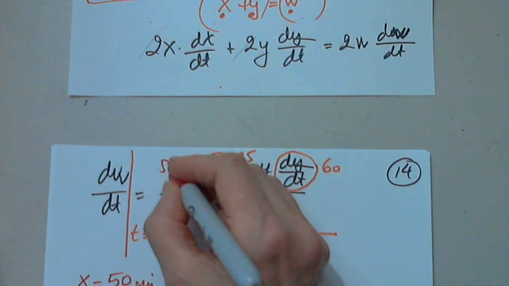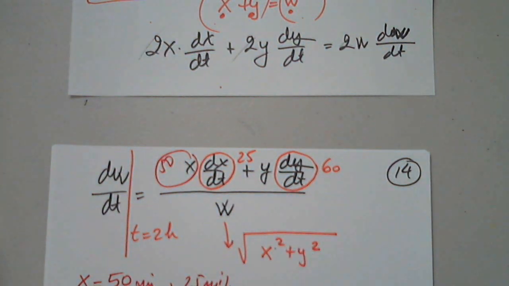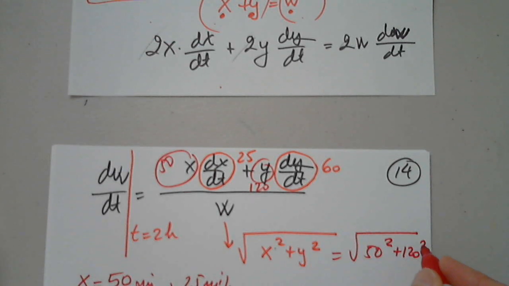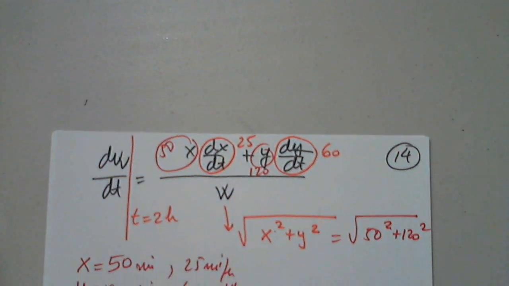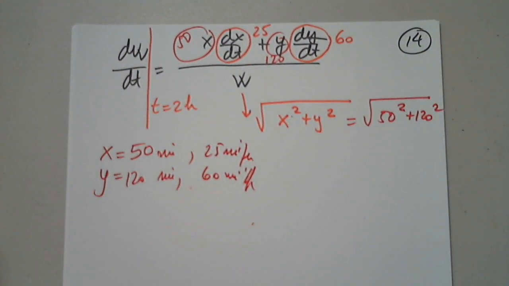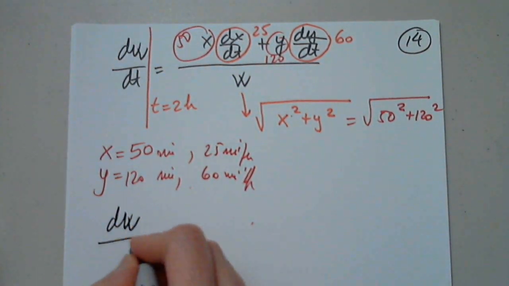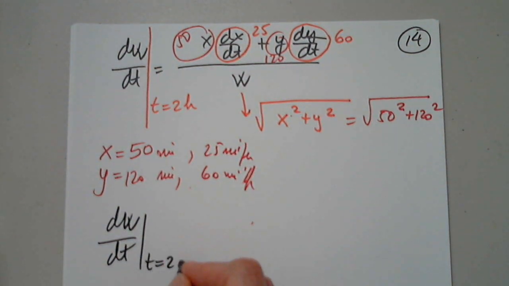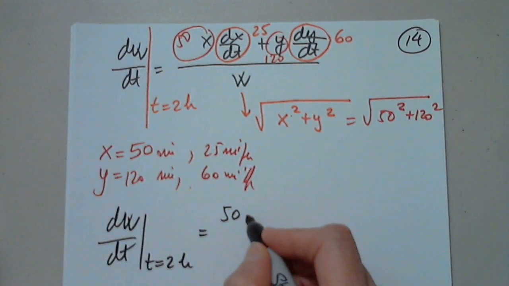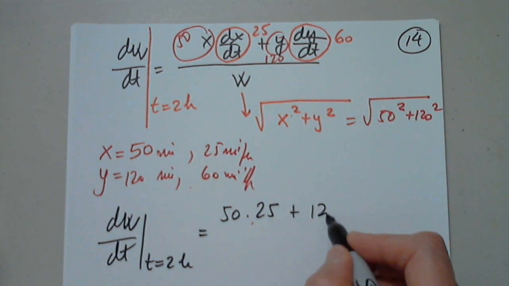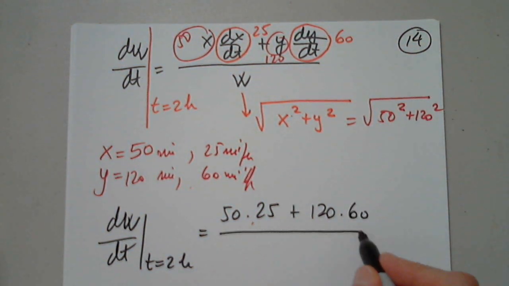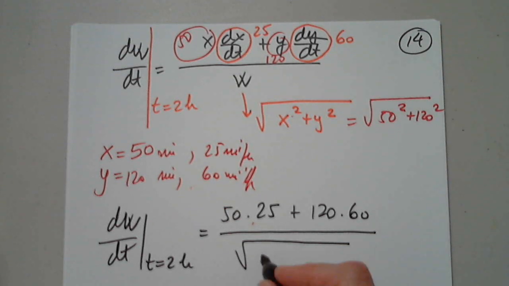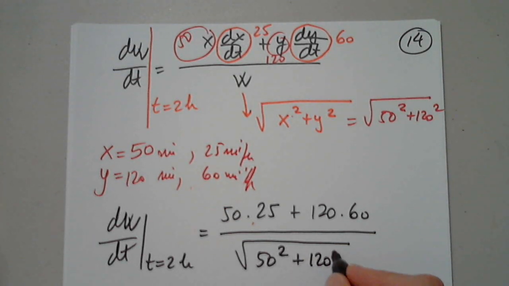X is 50. Y is 120. And this is the square root of 50 squared plus 120 squared. I know it's all over the place. I'm going to write it again, of course. So I'm going to copy everything step by step. So dw over dt when t equals 2 hours is 50 multiplied by 25 plus 120 multiplied by 60, everything divided by the square root of 50 squared plus 120 squared.